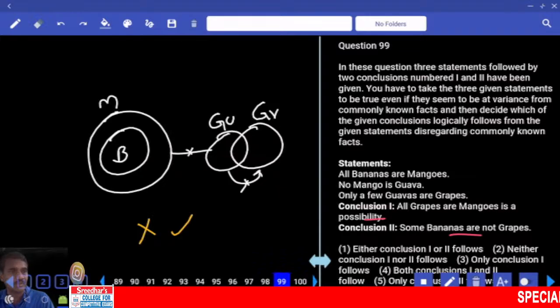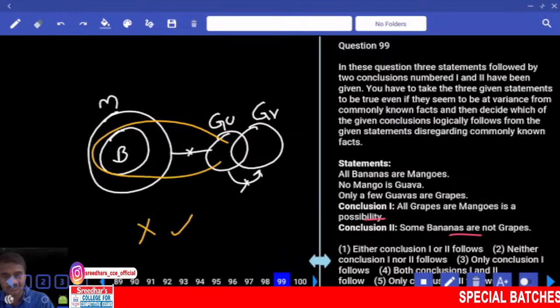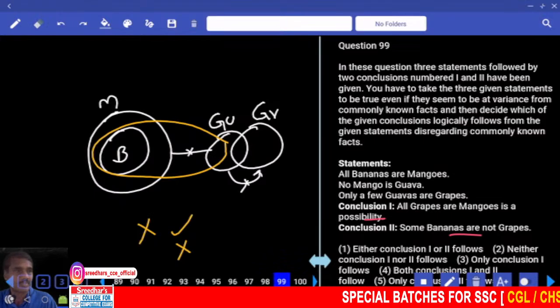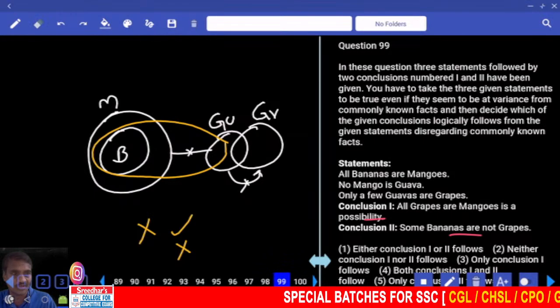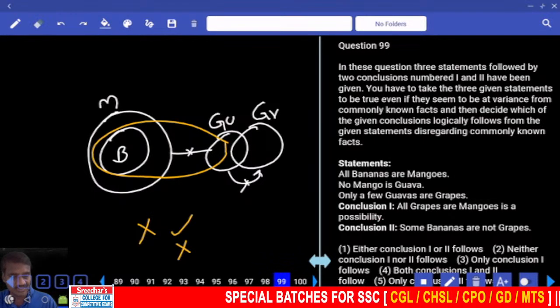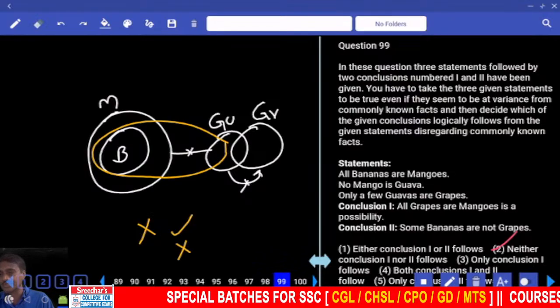How will you draw this one? Like this. Possible or not possible? Alternate diagram true. Previous conclusion will be false. Then what is your answer? Neither one, nor two. Choice 2, question number 99.